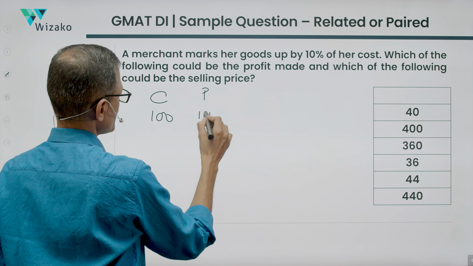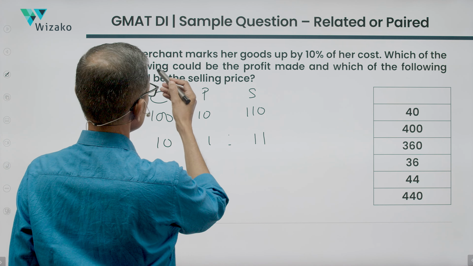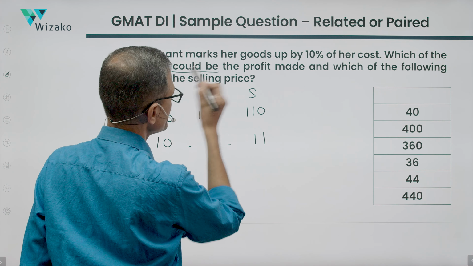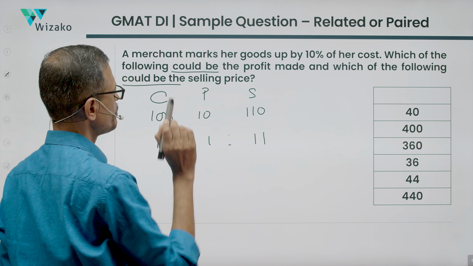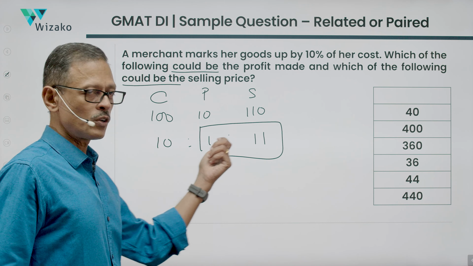So 10 is to 1 is to 11 is the ratio of cost to profit to selling price. This question asks, which of the following could be the profit and which of the following could be the selling price. Profit and selling price for a 10% profit on the cost will always be in the ratio of 1 is to 11. Profit, if it is one part, selling price is going to be 11 parts. So it could be 1 rupee and 11 rupees.